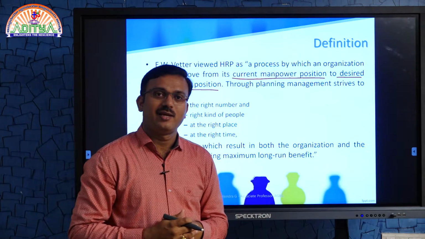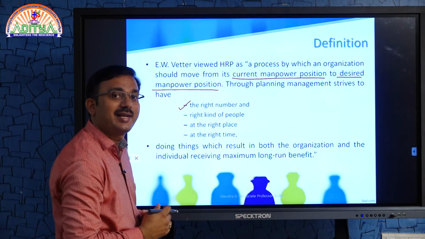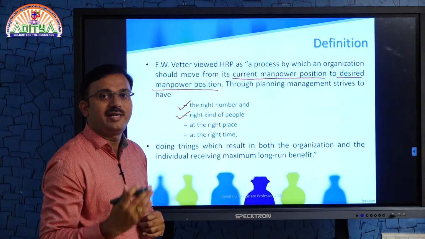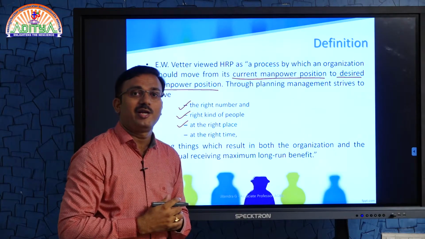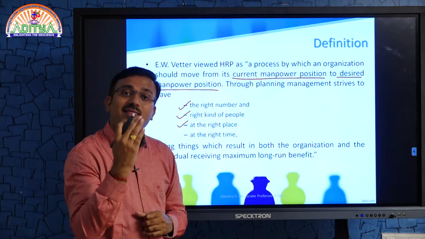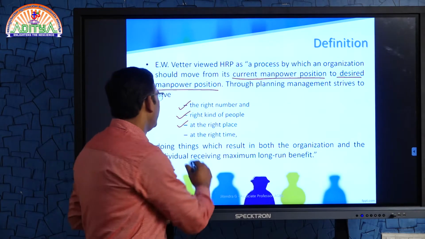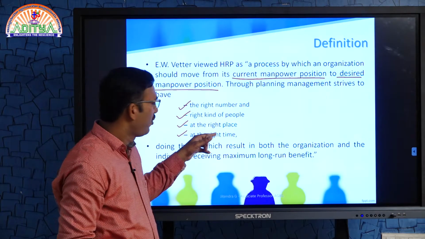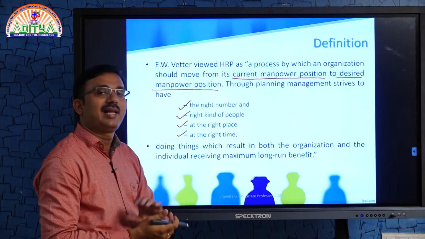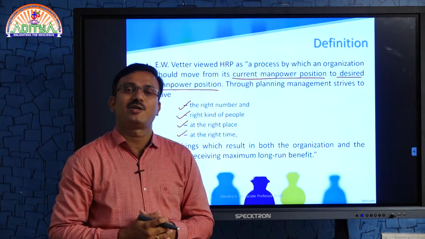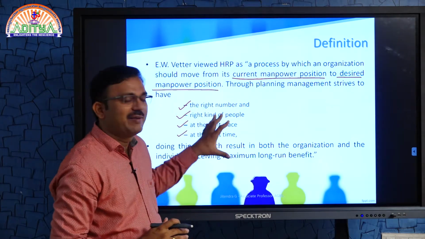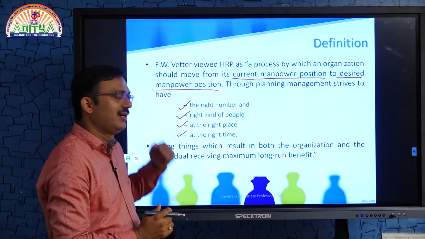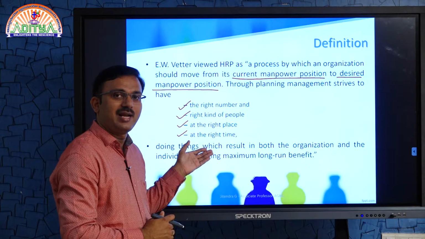We have to check both the current manpower position and the desired manpower position, and this planning will be done in such a way that we look for the right number of employees. Right number means how many employees are going to be required, and the kind of people, in terms of qualities and qualifications, and the right place, whether they are going to be placed in the right positions in the organization, and whether that planning is at the right time or not. These are the 4 things we keep in mind when planning for HRP: right number of employees, right qualities of employees, at the right place and right time. By planning like this, both the organization and individuals are going to achieve their long-term objectives. That is the definition given by E.W. Vetter: moving from the current manpower position to the desired manpower position with the right number, right kind of people, at the right place and right time.